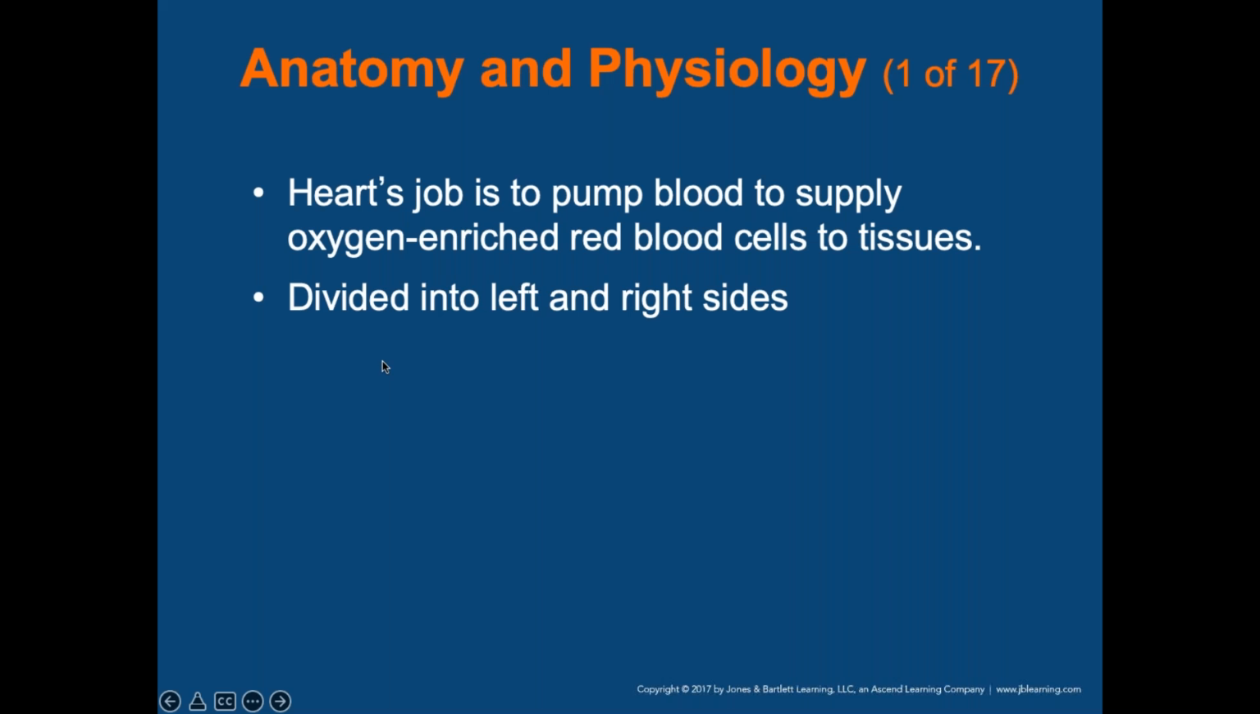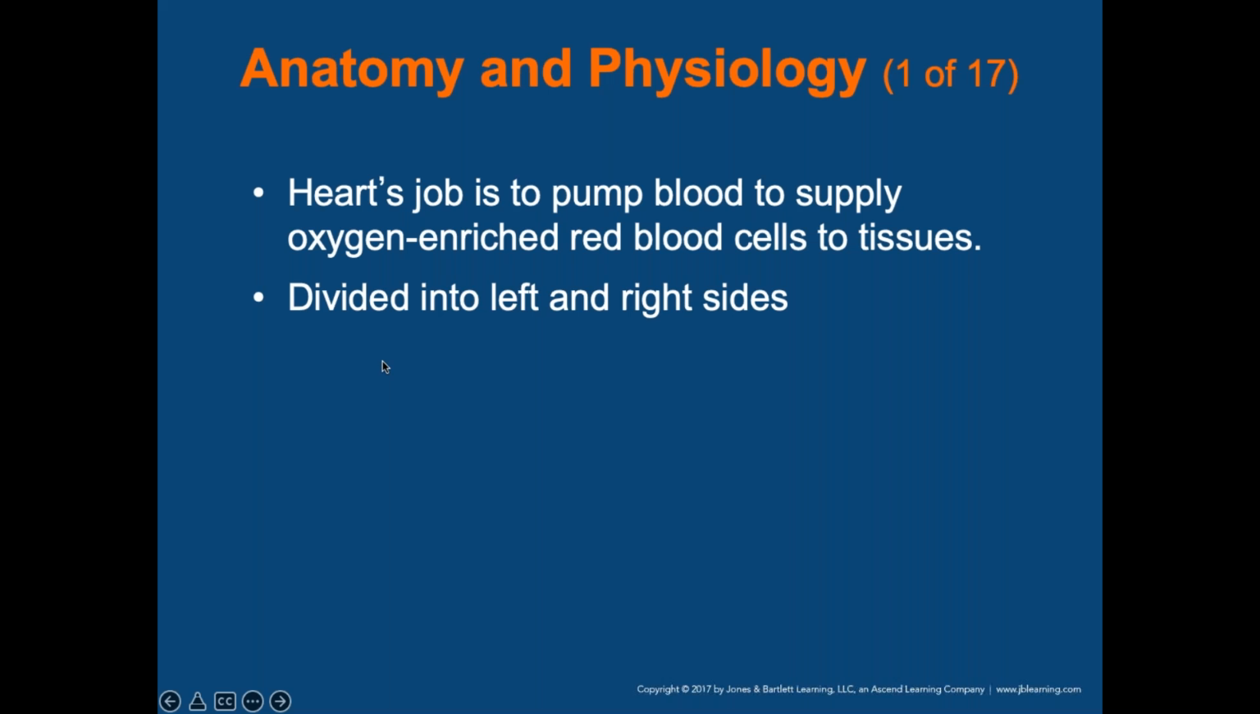So the anatomy and physiology. The heart's job is to pump blood and supply oxygen-enriched red blood cells to the tissues of the body, right? So remember, we breathe air in, oxygen comes in, attaches to red blood cells, which go around and around in the body, and they transport oxygen, right? As they drop it off, they pick up carbon dioxide, it comes back around, back to the right atrium, right ventricle, to the lungs, the alveoli, and then we have gas exchange.